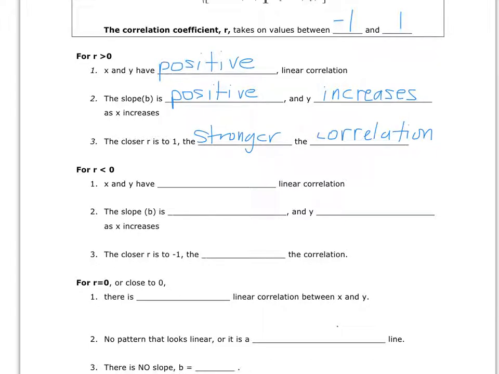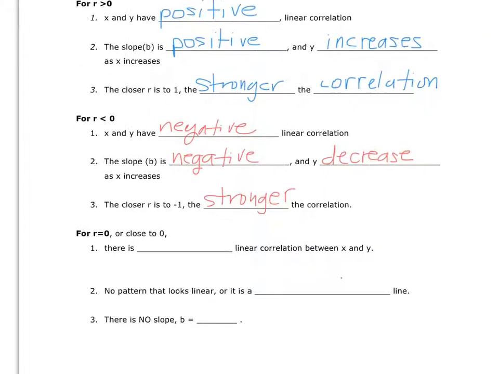If r is less than 0, then x and y have negative linear correlation. The slope b is also negative, and y values are going to decrease, and the line slants down as x increases. And the closer r is to negative 1, the stronger the correlation. So negative 1 would be perfect negative linear correlation. The closer it is to 1 in absolute value, the stronger that correlation is.